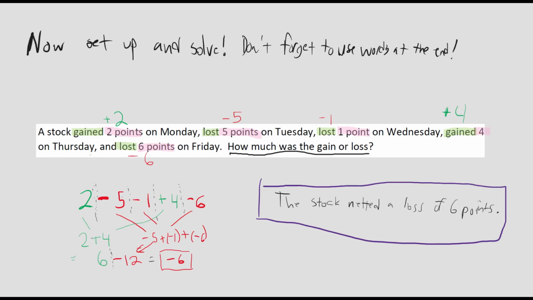So we have a gained 2 points, plus 2, lost 5 points, negative 5, lost 1 point, negative 1, gained 4 points, plus 4, and lost 6 points, negative 6. I put it all together: 2 minus 5 minus 1 plus 4 minus 6. I can group together the positives first. 2 plus 4 makes a 6. And then the negatives: negative 5 minus 1 minus 6 makes negative 12. 6 minus 12 then becomes negative 6. So it's solved. And don't forget to put your problem into words as well. It was asking if it gained or lost, so we would interpret that as lost 6 points.